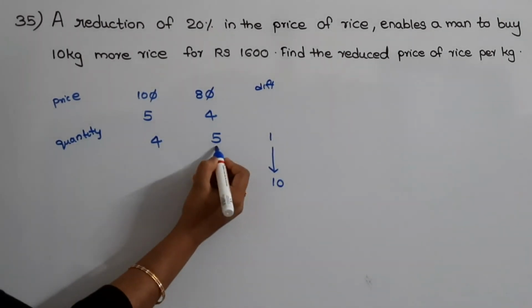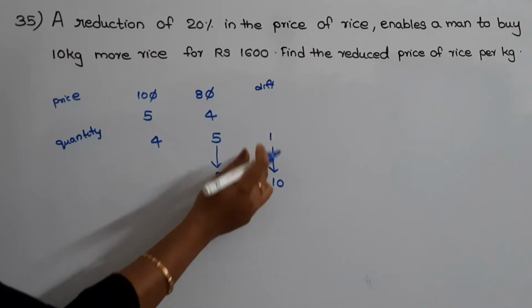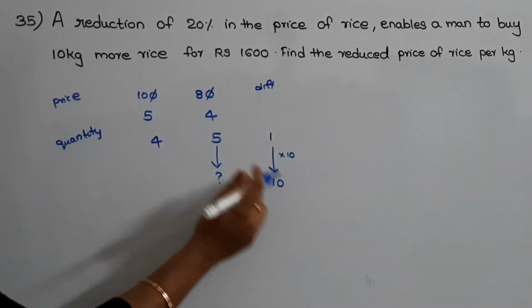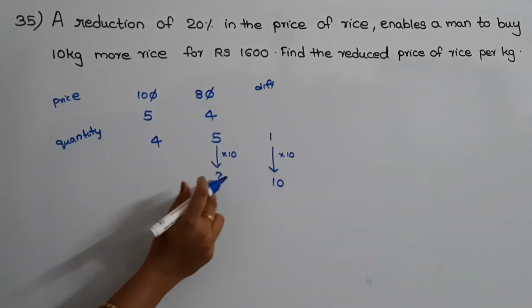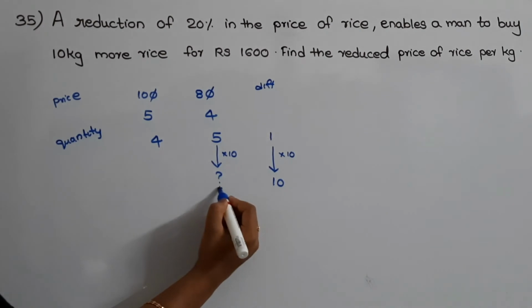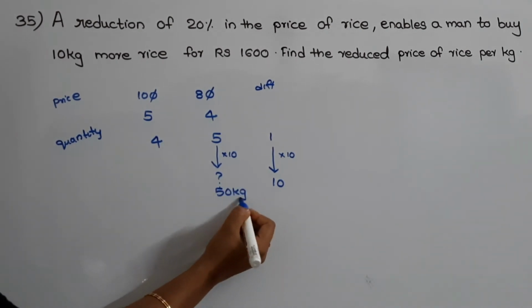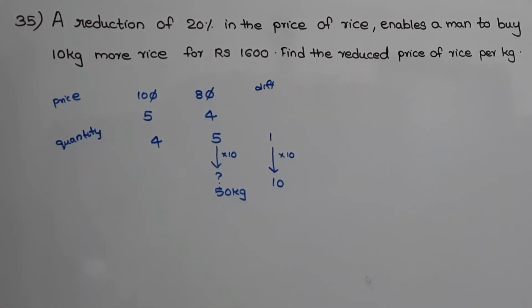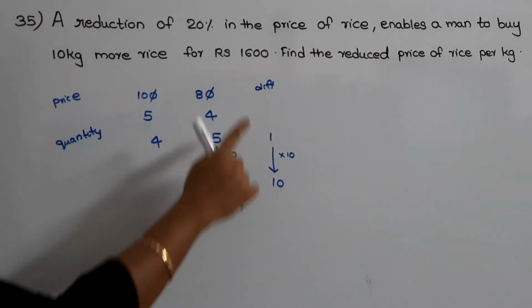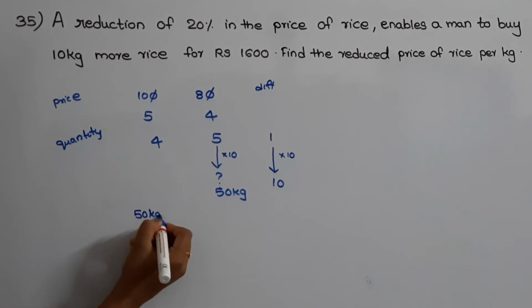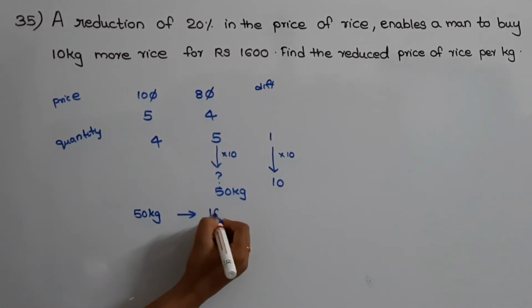So we can represent this 1 as 10. Then what will be the value of this 5 if 1 can be written as 10? 1 into 10 is 10. So 5 into 10 will give you this quantity. So this will be equal to 5 into 10, that is 50. So he could buy 50 kg of rice in the second case, and he bought this for rupees 1600.